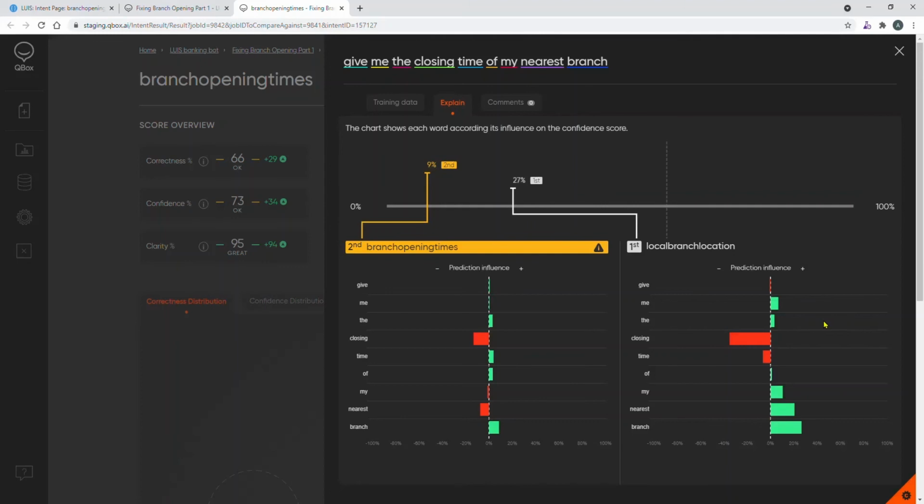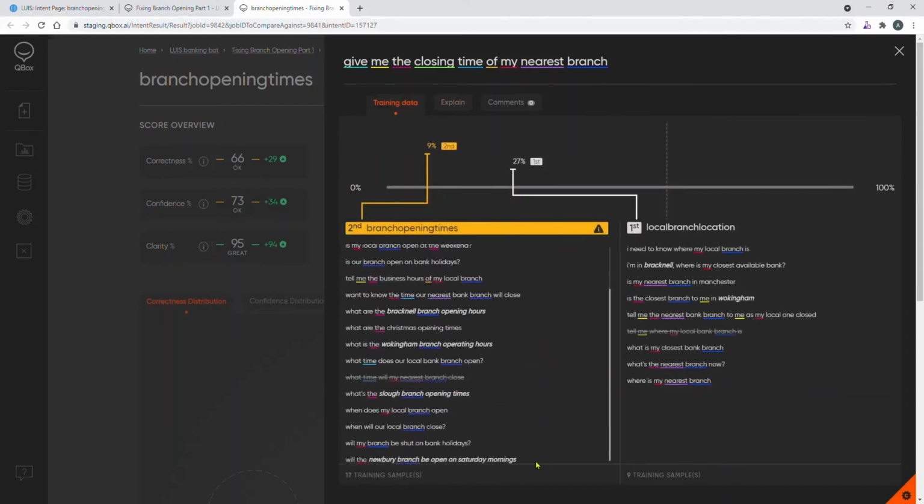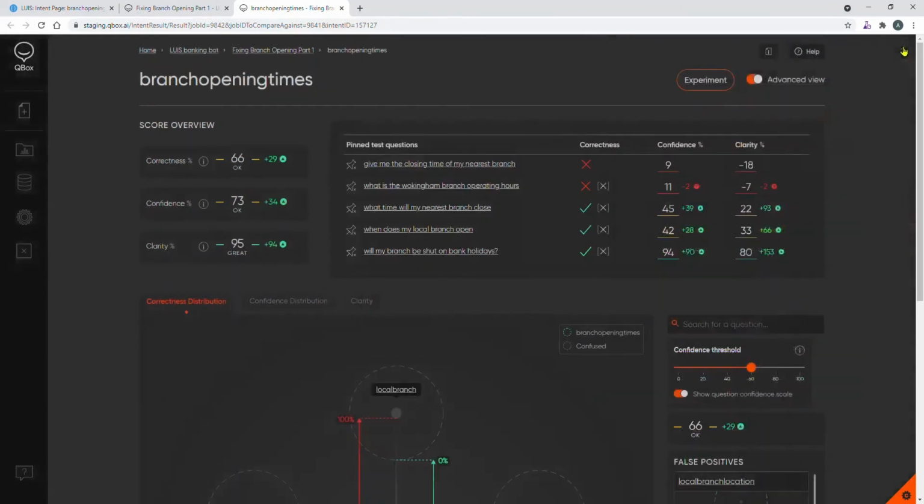So the concept for this utterance is nearest branch closing times. Closing and nearest are quite weak in the correct intent, and time is not particularly strong either. It's only a short bar here. And in the training data, there's nothing else representing that concept. So again, I need to add 2 more utterances to strengthen this concept. But before I do this in my LUIS model, I'm now going to show you another useful feature in QBox, which is the Experiment tab.